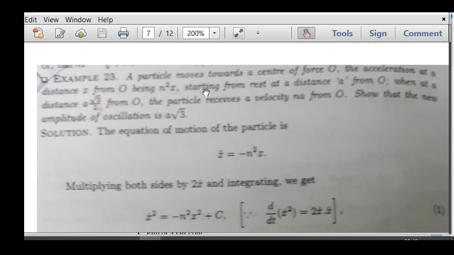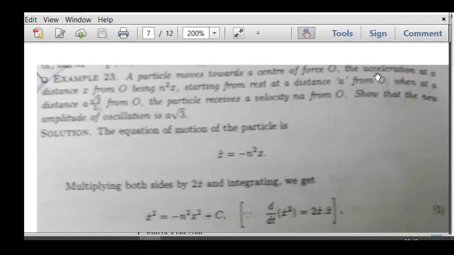See why they are saying starting from rest at a distance a from O. So the particle initially was at a distance a from O. Initially it was sitting there, and then it started moving towards O. Why did it suddenly start moving? Definitely some force has been acted over there on that particle. So definitely the nature of the force is a pulling one. It is pulling the particle towards O. That's why the particle is moving towards O. So the nature of the force is again attractive.